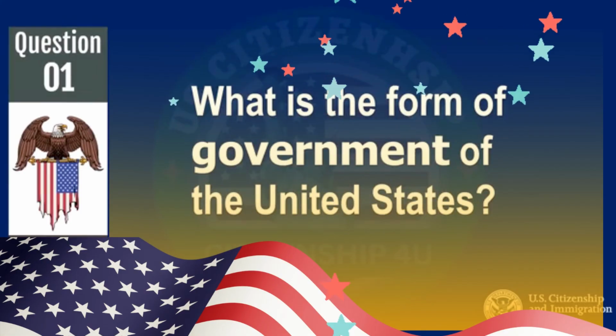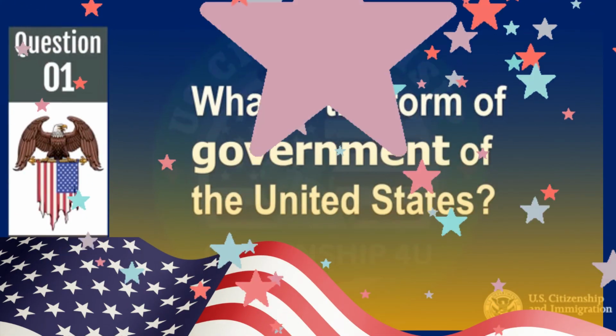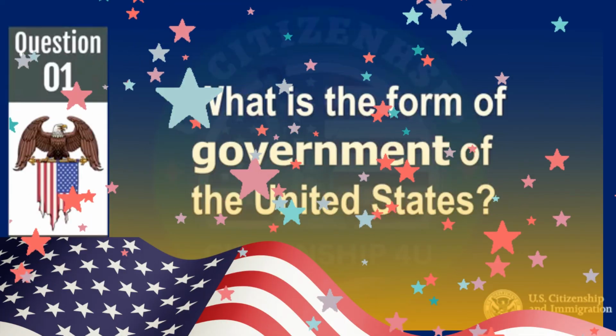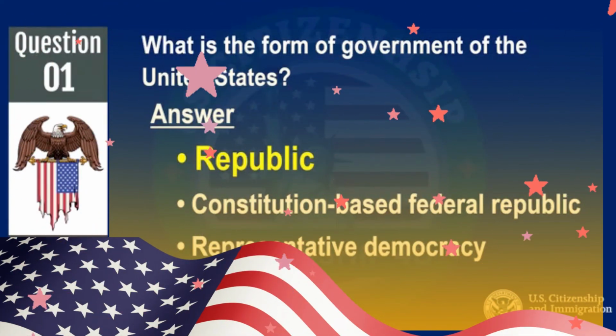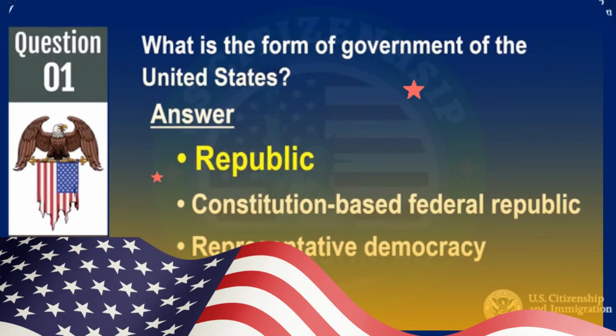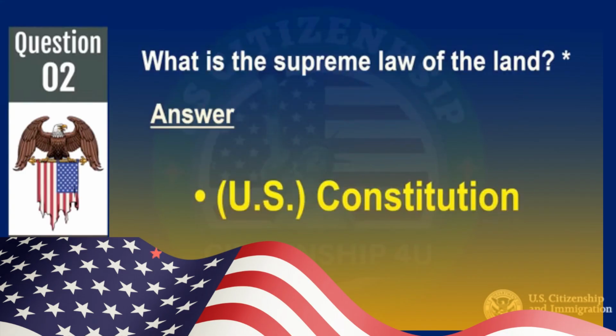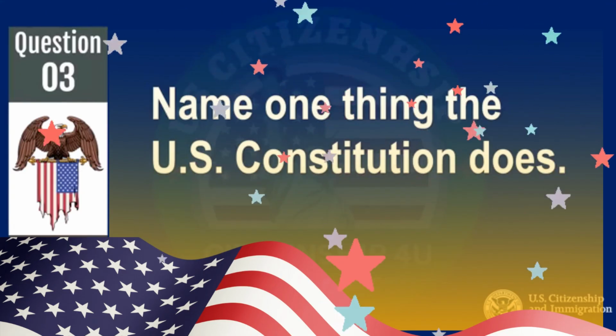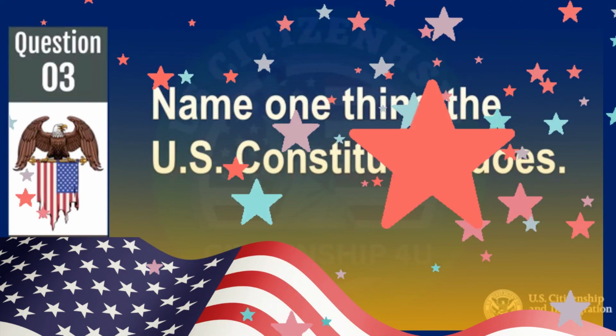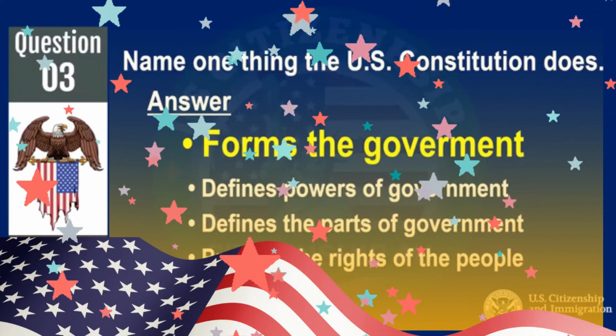What is the form of government of the United States? Republic. What is the supreme law of the land? U.S. Constitution. Constitution does: forms the government.